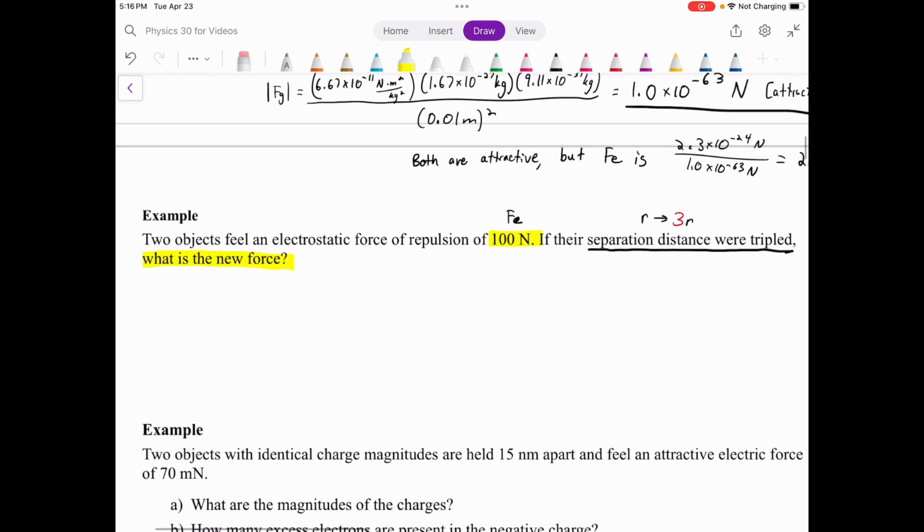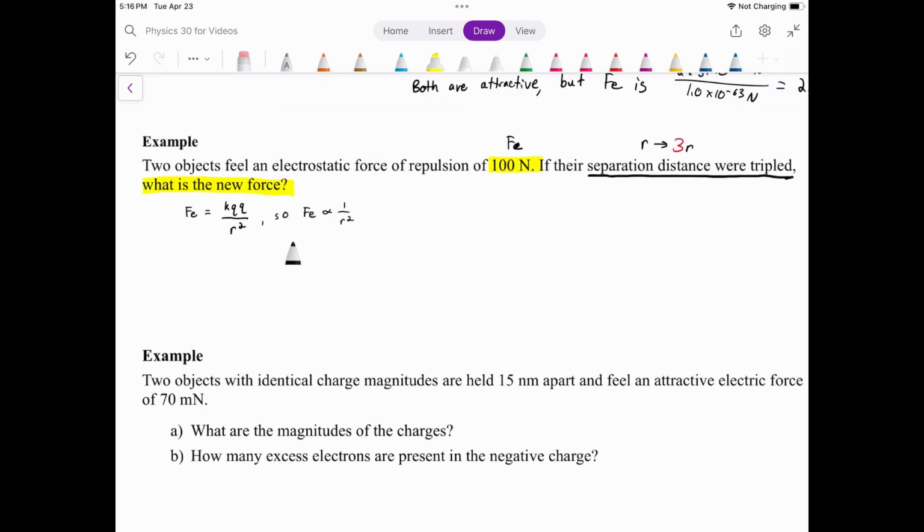Well, this just relies on the fact that this is an inverse square relationship. The electrostatic force is equal to KQQ over r squared. So we can see it's an inverse relationship. Making this bigger is going to make this smaller because we're dividing by a bigger number. But not only are we dividing by a bigger number, we're dividing by that bigger number after it got squared.